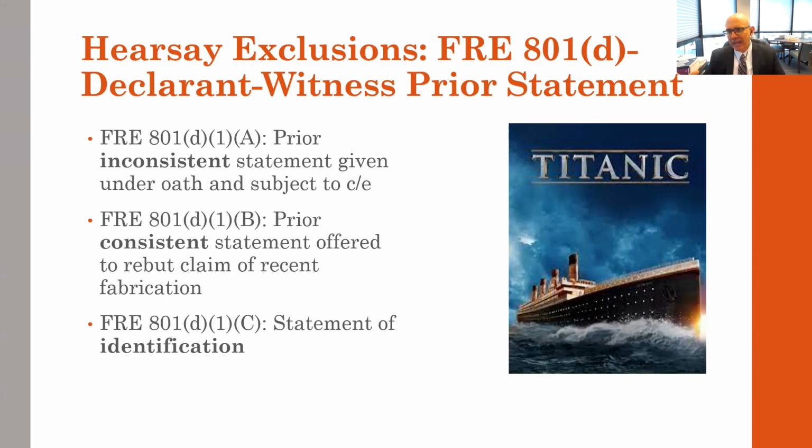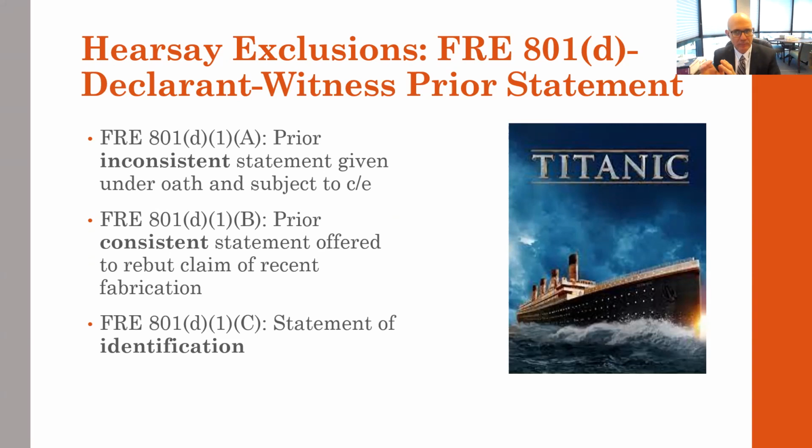Now, this is something that we also have to be very careful about. Typically what happens is that, let's say the prosecution has the informant on the stand. The prosecution did their direct, you did your cross, and you were able to impeach or discredit the witness. Now, the government wants to bring in a prior consistent statement of this witness.